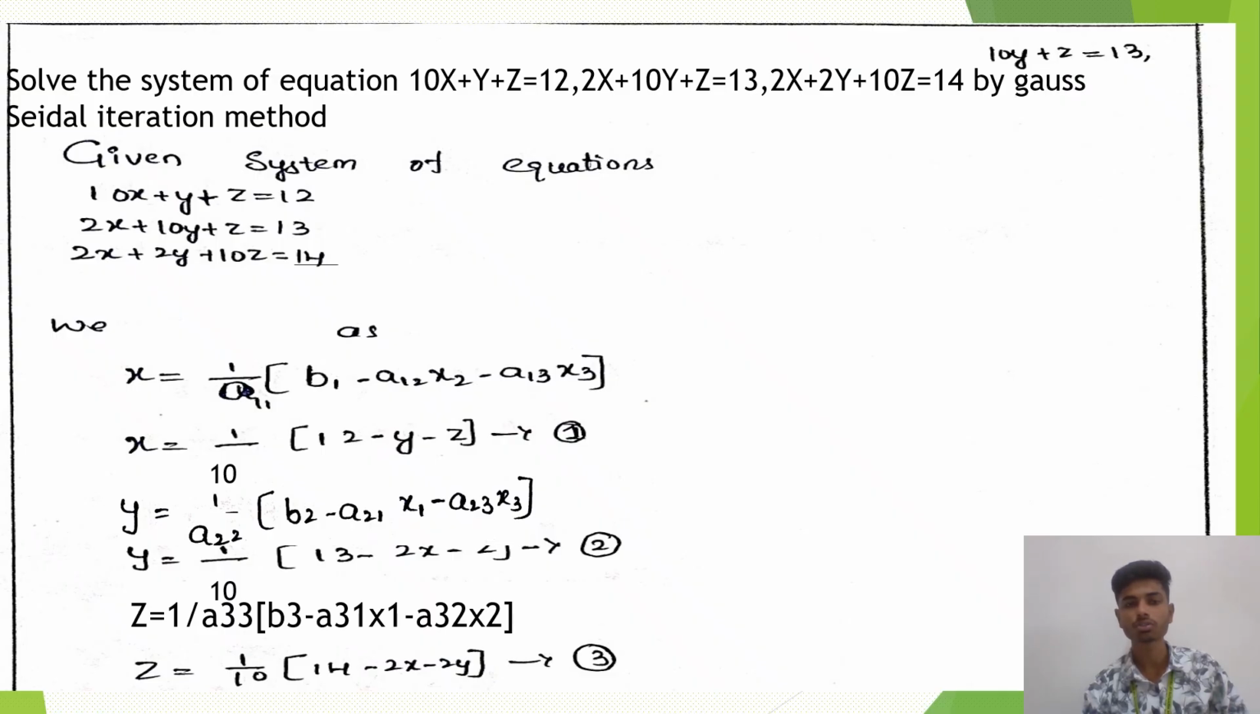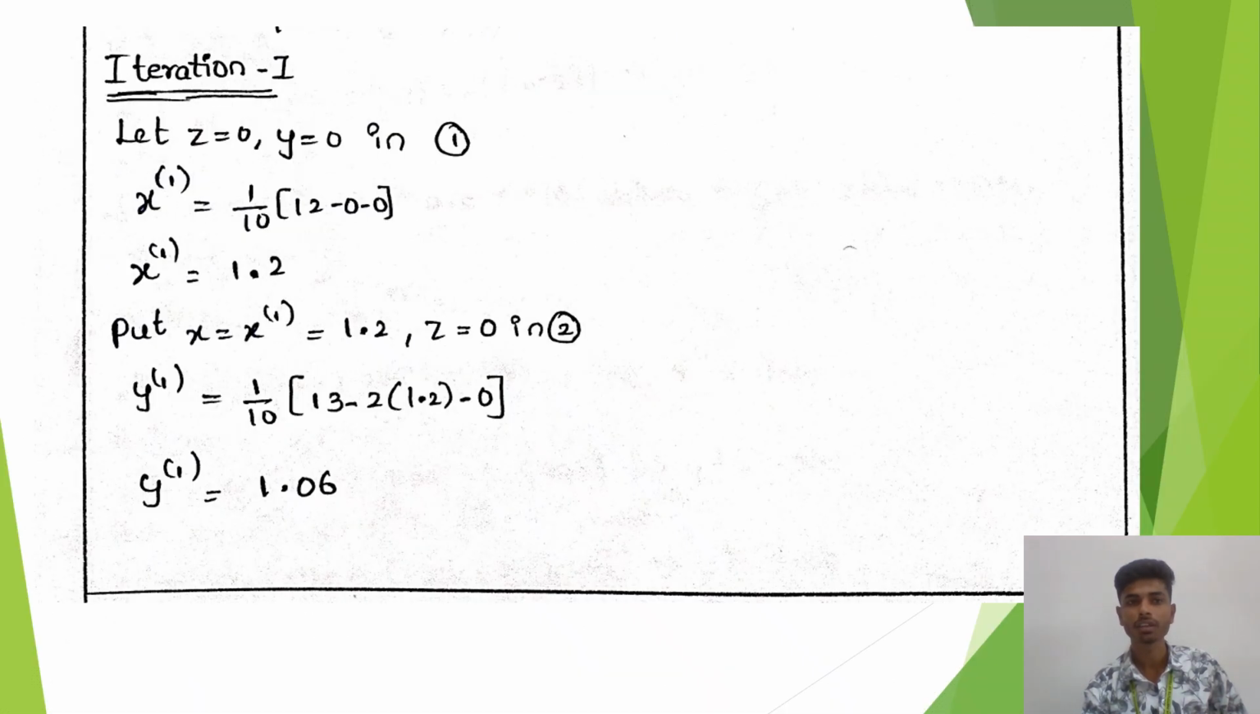Then y is equal to 1 by a22 into b2 minus a21 into x1 minus a23 into x3. Then we substitute the values, and we get y is equal to 1 by 10 into 13 minus 2x minus z. It can be taken as equation 2. Then z is equal to 1 by a33 of b3 minus a31 x1 minus a32 into x2. Then we substitute the values, and we get z is equal to 1 by 10 into 14 minus 2x minus 2y.